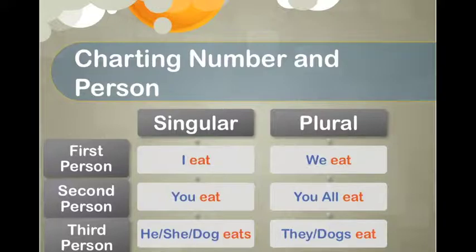So here we have it plugged in with some subjects. We have I eat, you eat, he, she, or the dog eats. So again with that S tacked on the end. And you can see that only applies to the singular third person. He eats, she eats, the dog eats. Whereas with the plural, we have we eat, you all eat, or they eat, the dogs eat. Again, the S does not mean that it's plural. That is the pattern that showed up with our nouns. A noun with an S normally means it's plural.